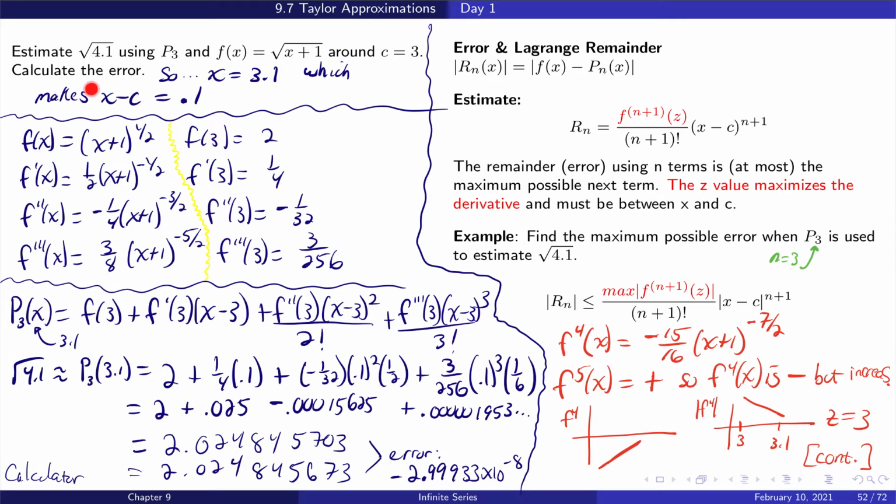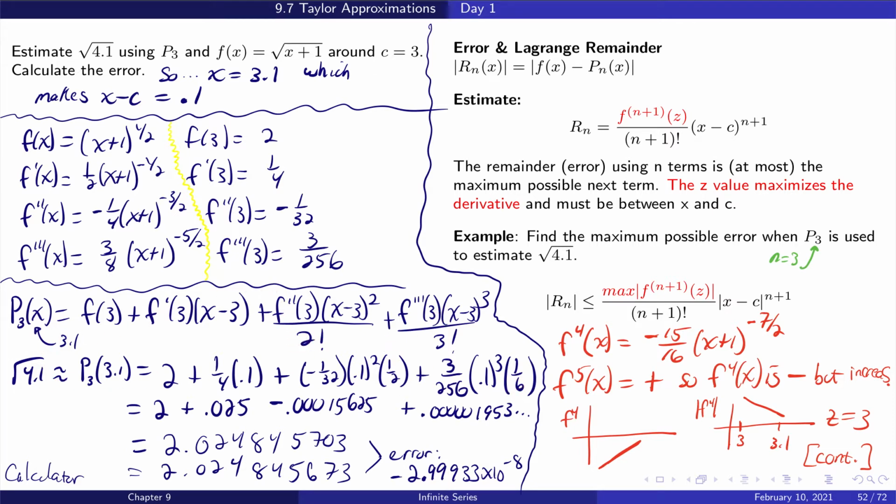2.024845703. And then to calculate the error, I'm just going to plug the square root of 4.1 directly into my calculator. So the calculator gives me the square root of 4.1 is 2.024845673. The difference, the actual minus the estimated, is negative 2.999 times 10 to the negative 8, or negative 7 zeros and then a 3. So that's awfully accurate with just a third degree polynomial.